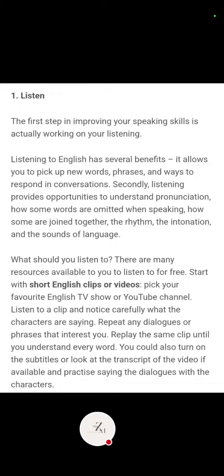So, in order to enhance your language, in order to enhance your speaking skills, in order to be fluent in your language, the first very common step is listening. You need to listen to music, maybe listen to English podcasts, maybe watch English cartoons, short stories, poetry, in order to understand different accents of the English language.